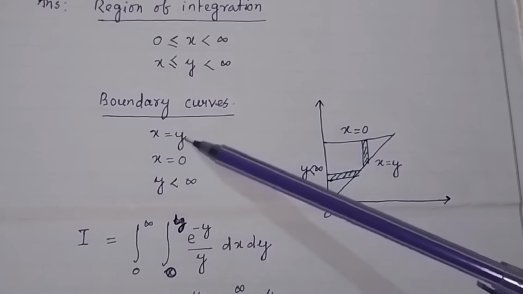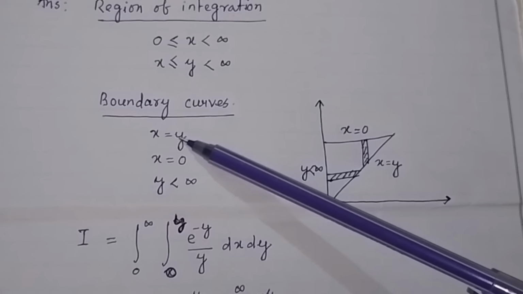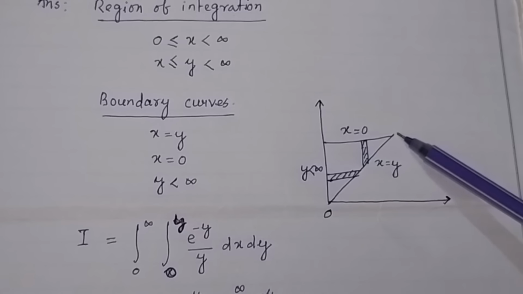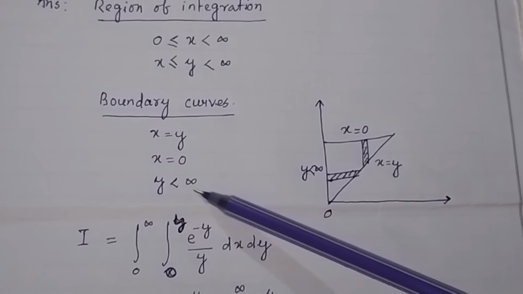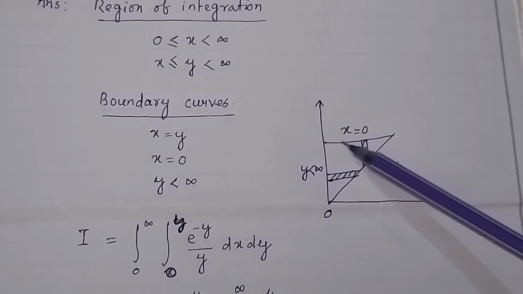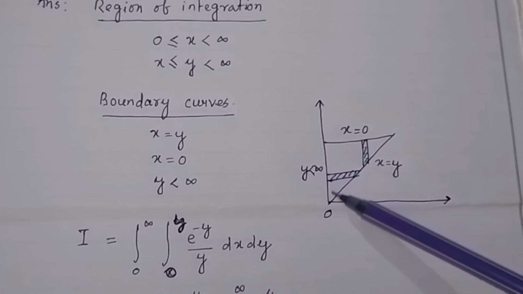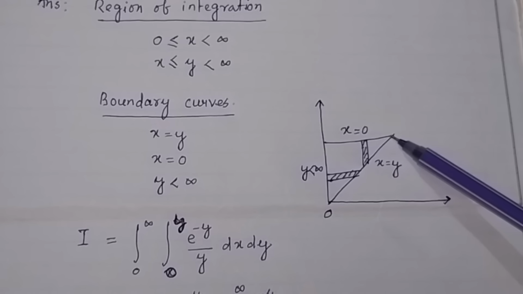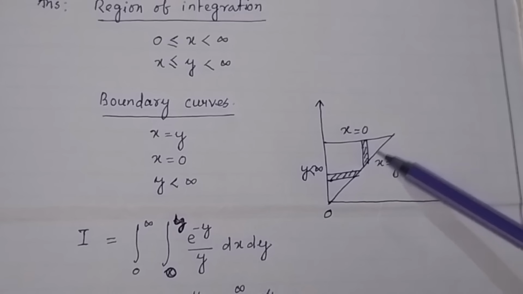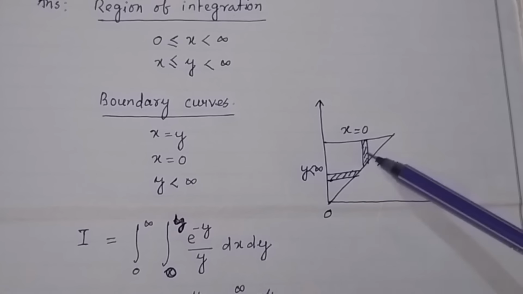So you have three boundary curves. The first one is x equal to y. If x equal to y, you will get this line, and if x equal to 0, then you will get this line, x equal to 0, and y is less than infinity. So you have three boundary curves, and using them you can plot the graph.